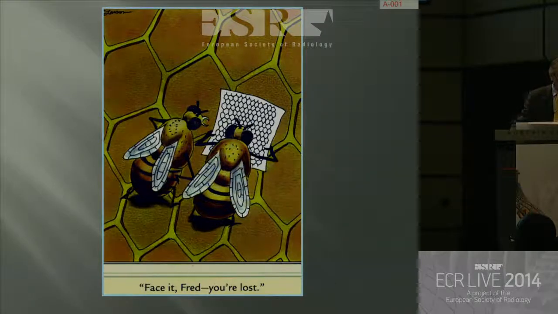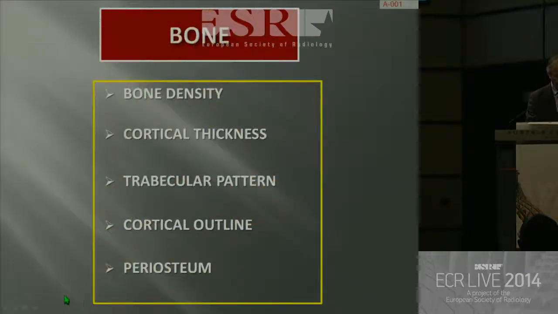Now, when you perhaps pick up a plain film, you may feel, well, how am I going to analyze this? And maybe you feel like Fred. Well, what I hope to do is to give you one or two messages to help you look at those. And the key here is to look structurally at the different parts of the bone. So you want to look at bone density, the cortical thickness, the cortical outline, trabecular pattern, and the periosteum.